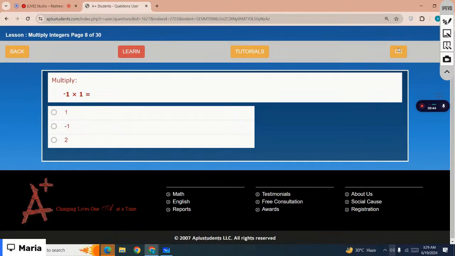Negative 1 times 1, which is the correct option? That is negative 1. One of the numbers is negative, so the answer must be negative. The correct option is negative 1. Option 2 is the correct option.